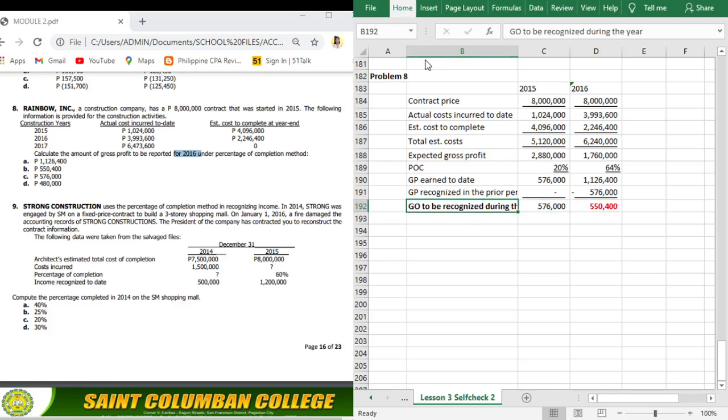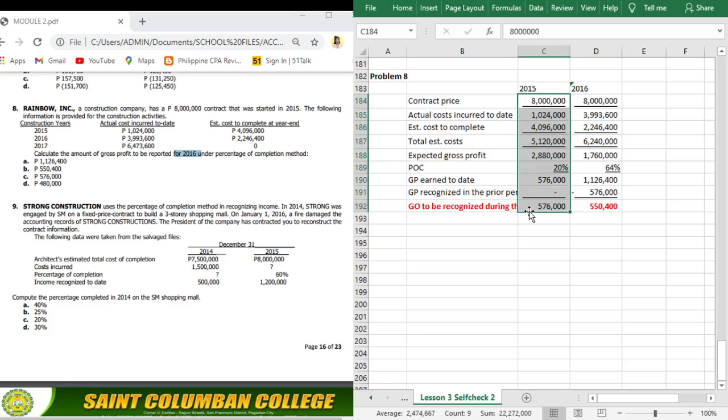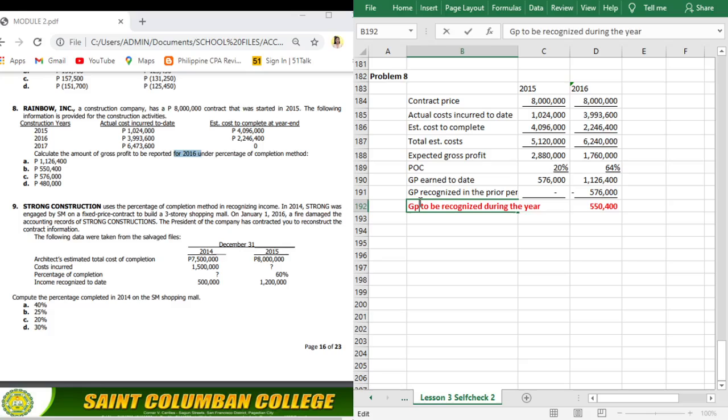Okay, so that is a change in accounting estimate. As you can see, before, the total estimated cost was 5,120,000. That gives us a profit of 2,880,000. Now, the estimate is 6,240,000. That will give us the profit of 1,760,000. But take note, we do not change what we estimated last year. Just follow the procedure and then you deduct whatever you recognized last year and then you can get the amount that is to be recognized for this year.